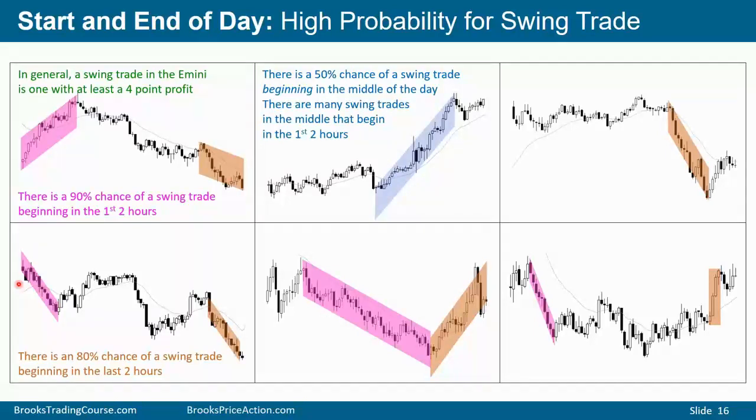There's a 50% chance that you'll get a swing trade beginning in the middle of the day. So here we had a quiet trading range day, and the second half of the day became a trading range. It's very common to find swing trades in the middle of the day that began in the first 2 hours. Middle of the day, we have a swing trade that began in the first 2 hours. Because the market is either going to have a swing trade starting in the first 2 hours or shortly afterwards.